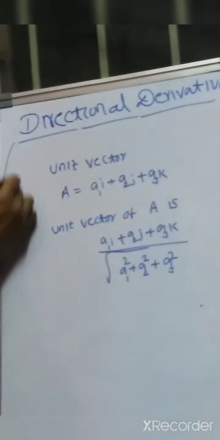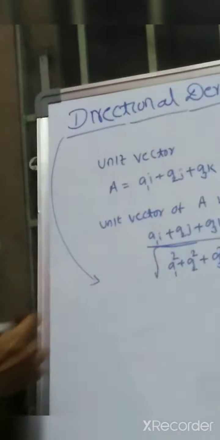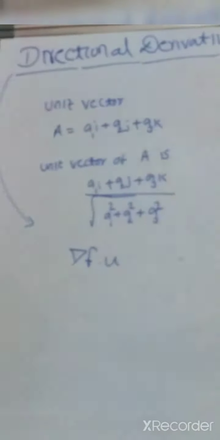Here, for the directional derivative, the formula is grad f dot u, where u is the unit vector in the direction of u, that is u divided by the square root of its value. So one problem is solved on the directional derivative.